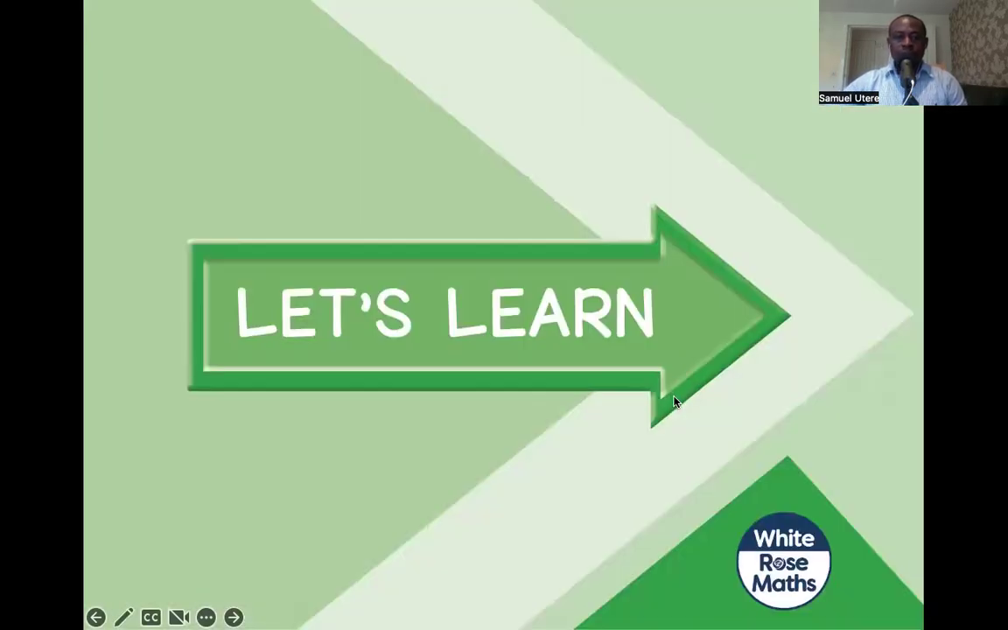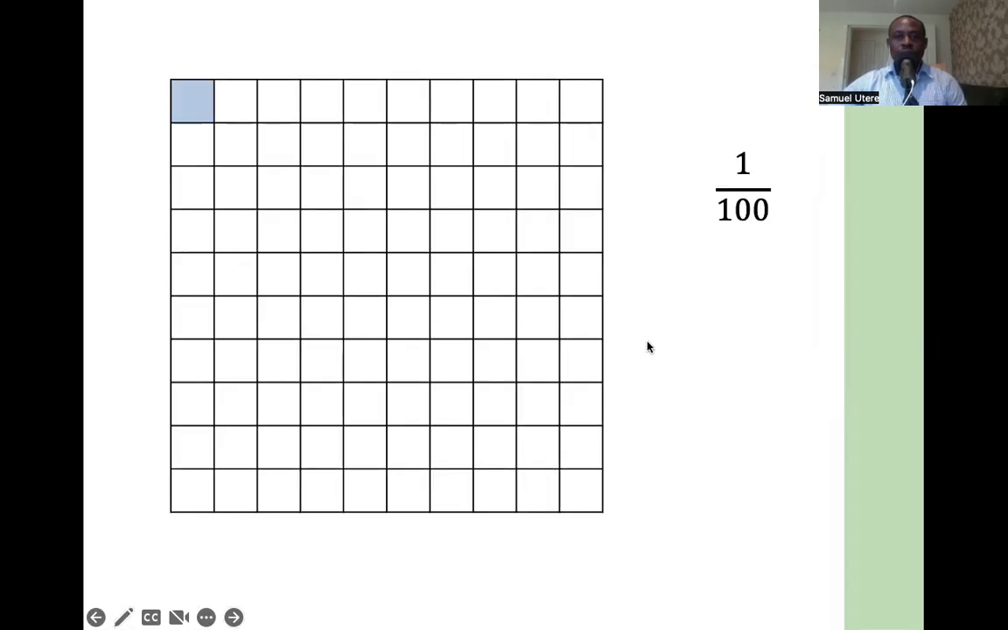Okay, let's do some new learning. If I ask you to represent this as a fraction, you would say, oh, we just have one square out of 100 squares, so this is 1/100th. However, if I ask you to represent it as thousandths, what would you do? Have a think.